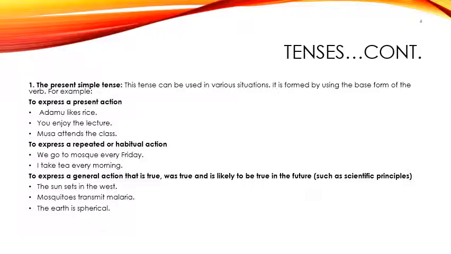You enjoy the lecture. So why do we have enjoy instead of enjoys? Because the subject is second person plural. Therefore, it should be the base form, that is the bare infinitive. Then the third example: Musa attends the class, because it's third person singular.